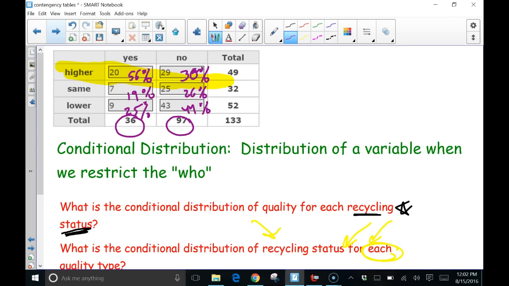Conditional distributions limit the who. They tell you, well, if they're recycling, yes versus no, what do we think the distribution of quality would look like? Or we could go the other way. If we say, for each type of quality, what are the percentage of yeses and nos? So the key here is reading really carefully to see which variable you are making the condition. For example, here it was for each recycling status, which was yes and no.